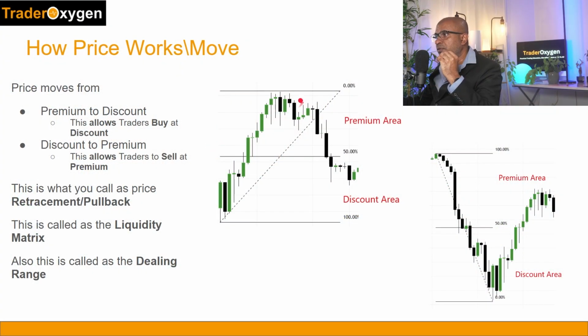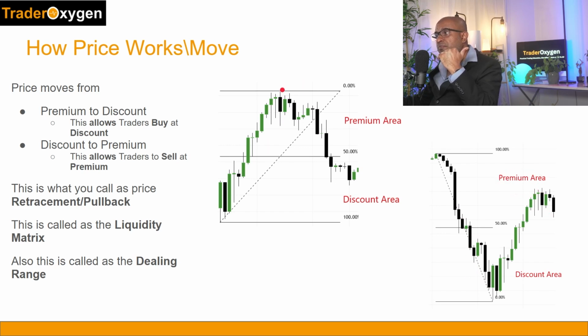Okay, so now let's look at how price actually moves. So the price moves from premium to discount. It allows traders to buy at a discount area. Also, price will move from discount to the premium. Price retraces into a premium area. That's where we can sell.